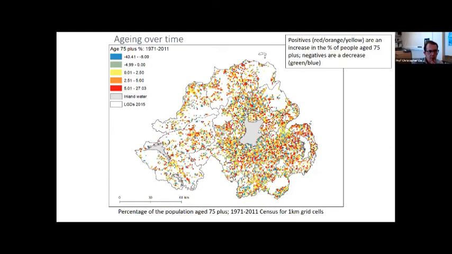And this shows how it has changed from 1971 to 2011. The areas in red tend to have larger percentages, and the areas in blue tend to have smaller percentages, or a percentage point decrease in the population aged over 75.